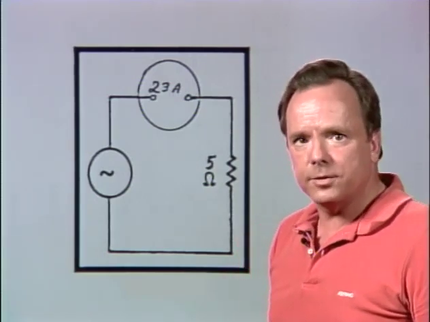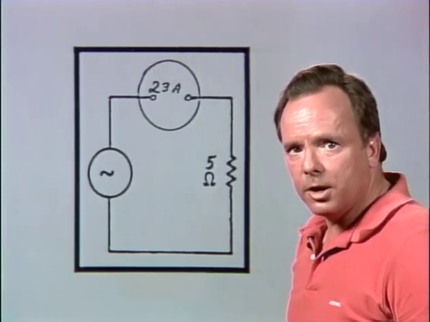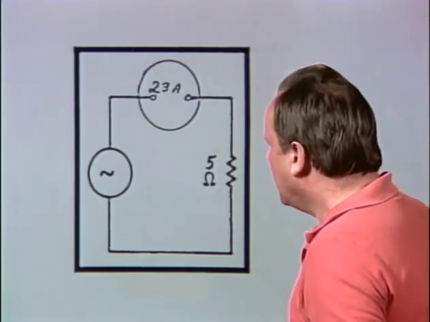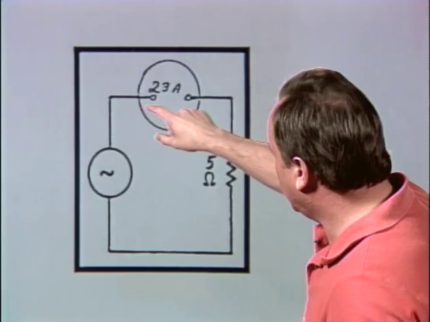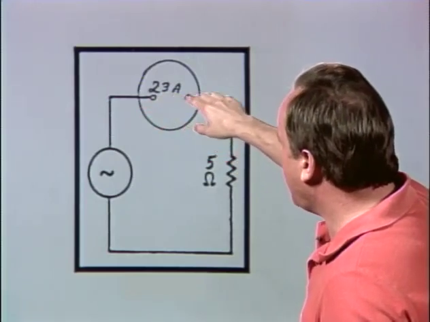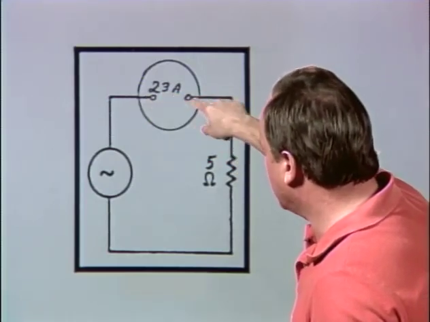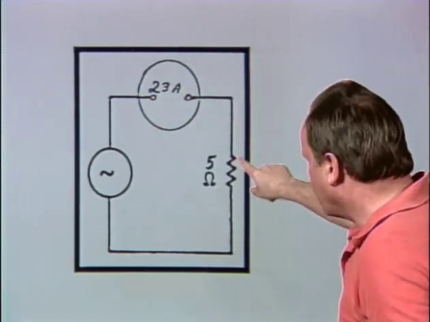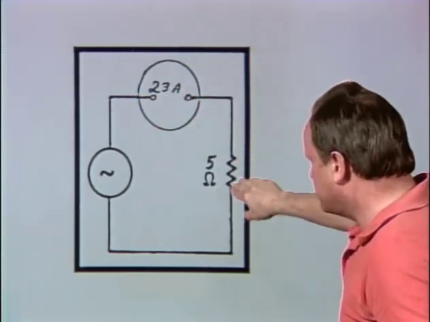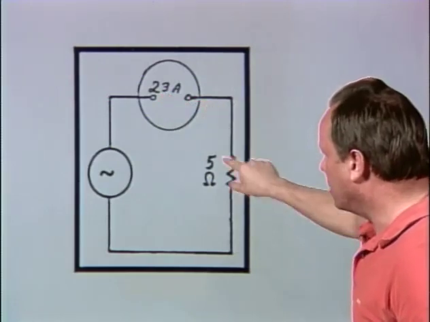Well, once again, first of all, you have to find the voltage before you can multiply the volts times the amps. Well, let's call this a generator. Let's call this a 23 amp meter here. It's an ammeter, and it's measuring 23 amps and a resistance of 5 ohms. And so we know the amps and we know the resistance.